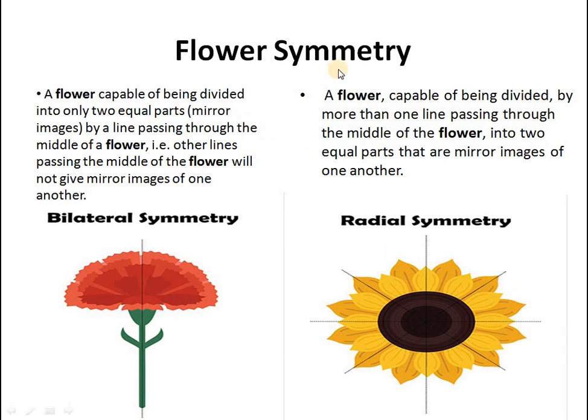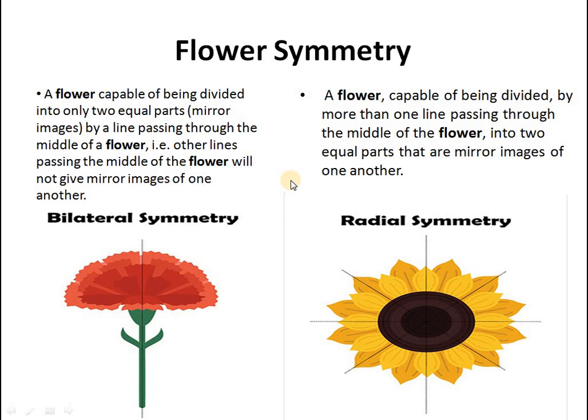Flower symmetry means, can we divide or categorize flowers in order of their symmetry? Yes, we can. We can divide them into two categories: bilaterally symmetrical flowers and radially symmetrical flowers. A flower capable of being divided into only two equal parts, mirror images, by a line passing through the middle of the flower, while other lines passing through the middle will not give mirror images of one another, is called a bilaterally symmetrical flower.